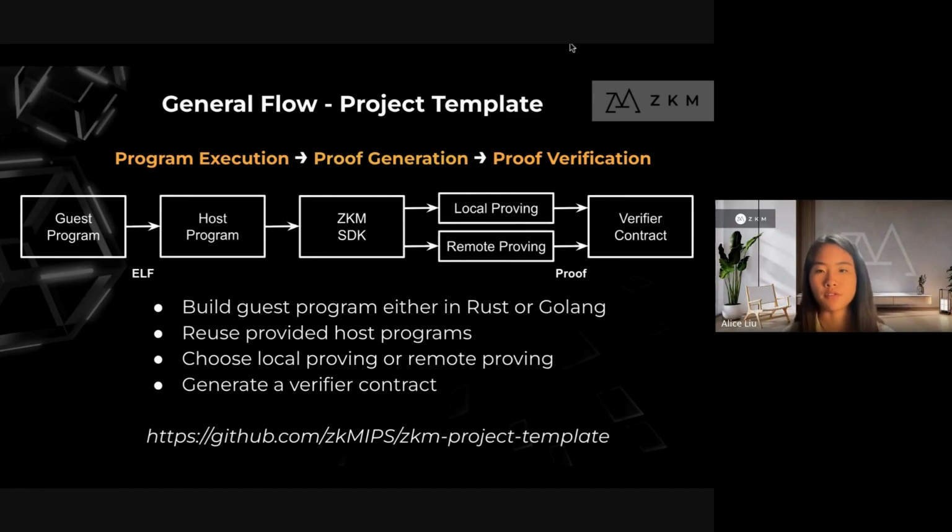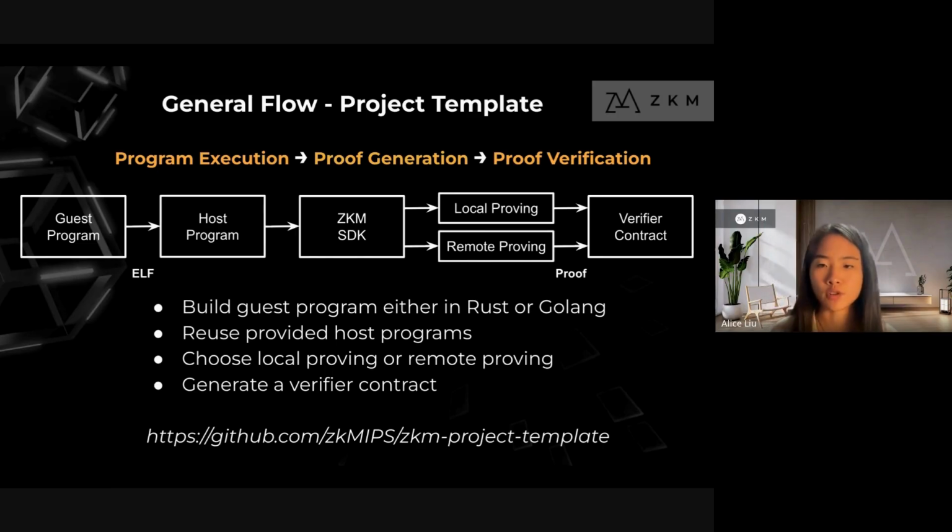So remember the 3 phases that we talked about previously that related to the program execution, the proof generation, and proof verification. So essentially what we'll be doing is building our guest program. You can do that in Rust right now. We'll have capabilities in Go later on. And then that guest program will interact with your host program. And then you can either choose local or remote proving.